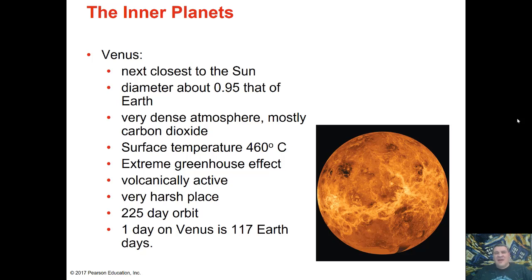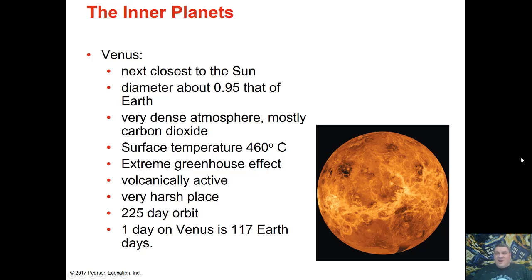Its atmosphere is about 95 times the atmosphere of the Earth. What that means is the surface pressure from the atmosphere is 95 times greater. The atmosphere is literally crushing. The atmosphere on Venus is primarily made of carbon dioxide, which actually leads to an extreme greenhouse effect. The surface temperature on Venus is around 460 degrees Celsius, again because of that greenhouse effect.